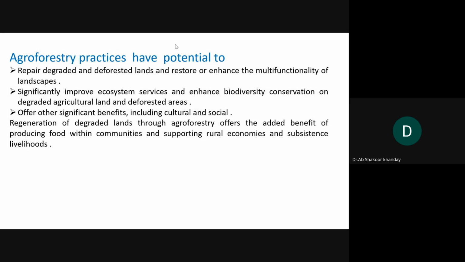So agroforestry practices have the potential to repair degraded and deforested lands and restore or enhance the multifunctionality of landscapes. It has a potential to significantly improve ecosystem services and enhance biodiversity conservation on degraded agricultural land and deforested areas. It has the potential to offer other significant benefits, including cultural and social. Regeneration of degraded lands through agroforestry offers the added benefit of producing food within communities and supporting rural economies and subsistence livelihoods.